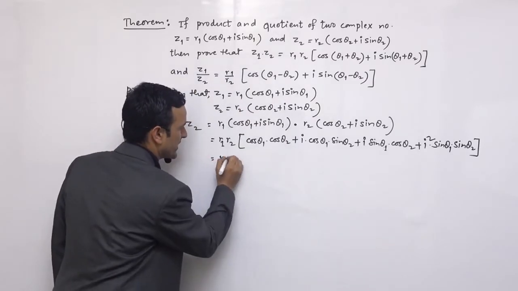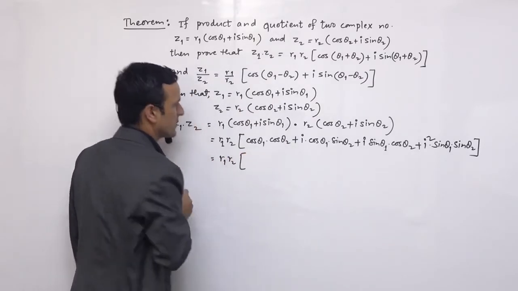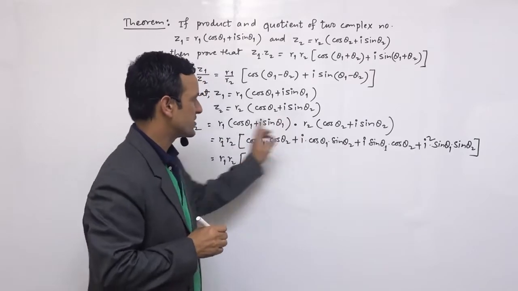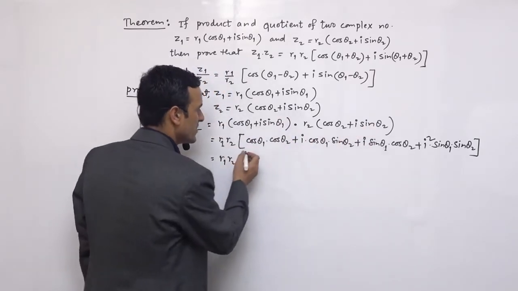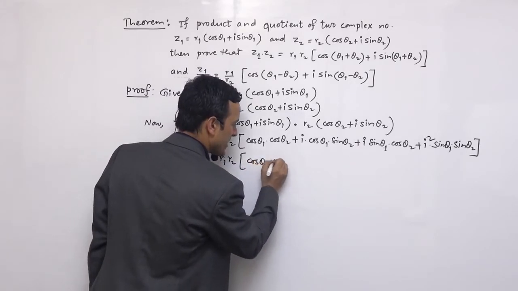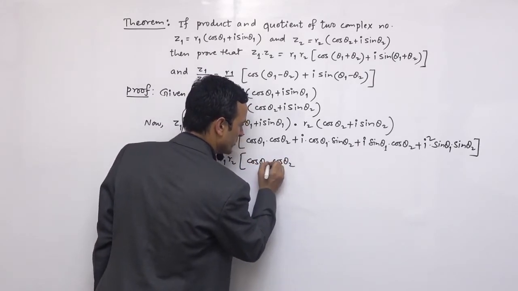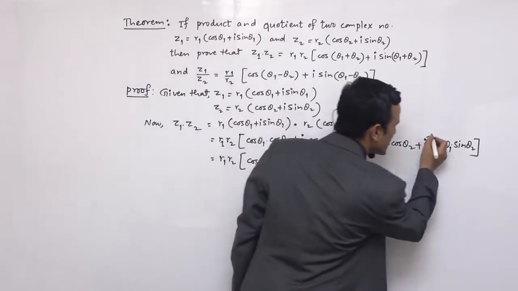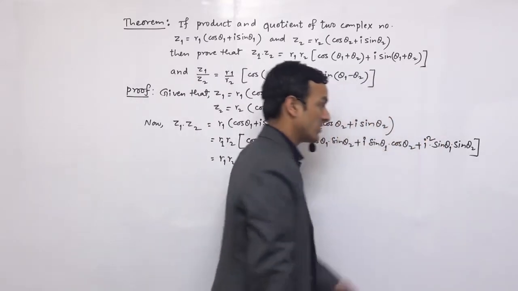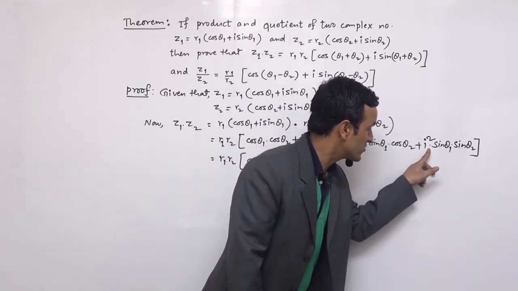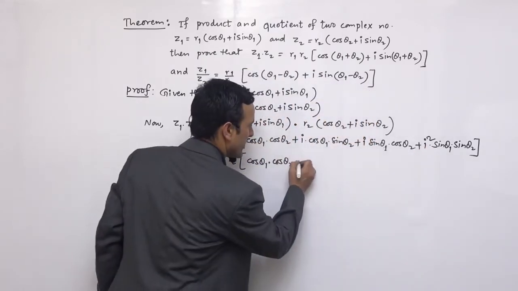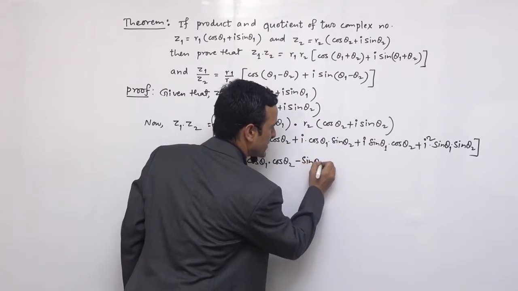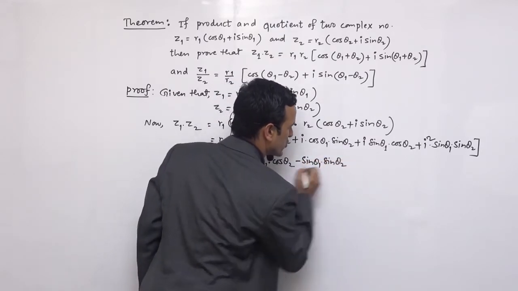So here we can write this into this, this into this, this into this, this into this. Turn by turn, it is the multiplication. So here is cos theta 1, cos theta 2, and i square means it is minus 1. So i square is here. So let's write minus 1. So it will be minus sin theta 1 sin theta 2.